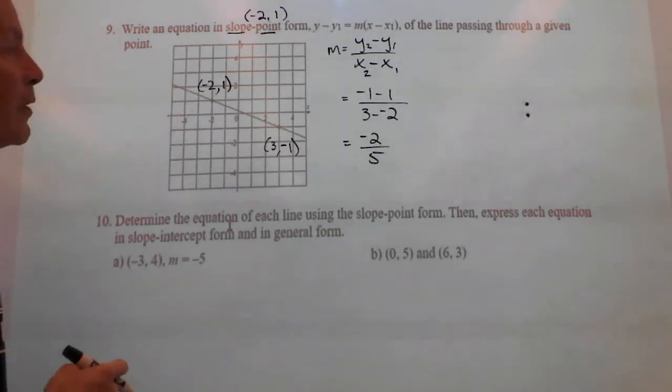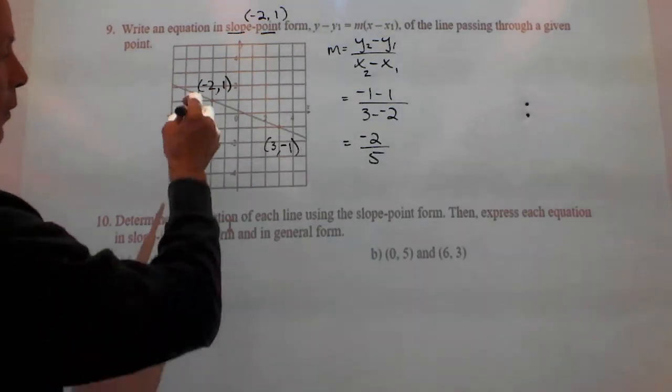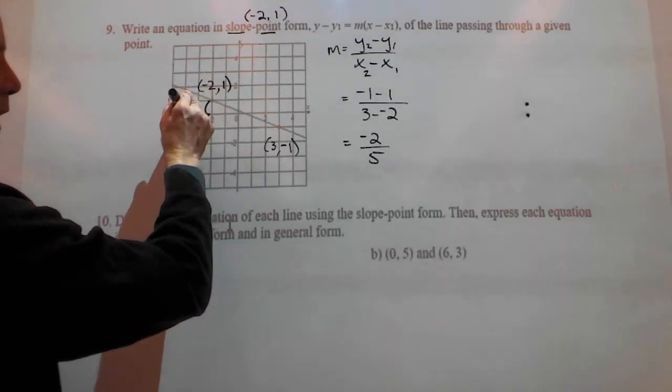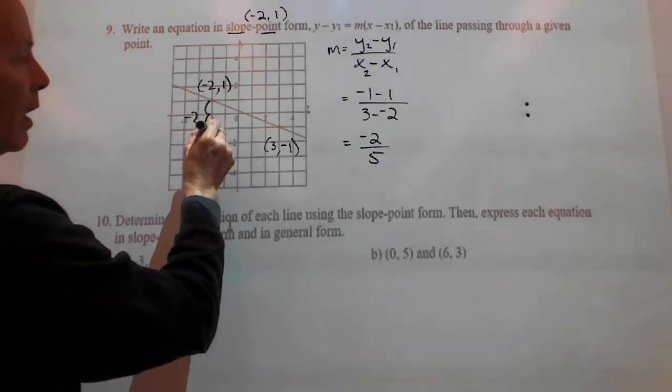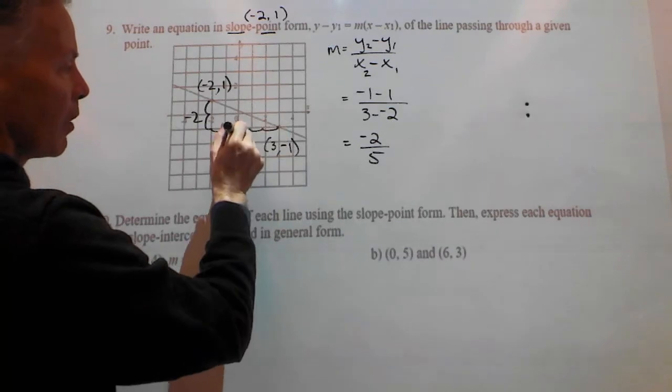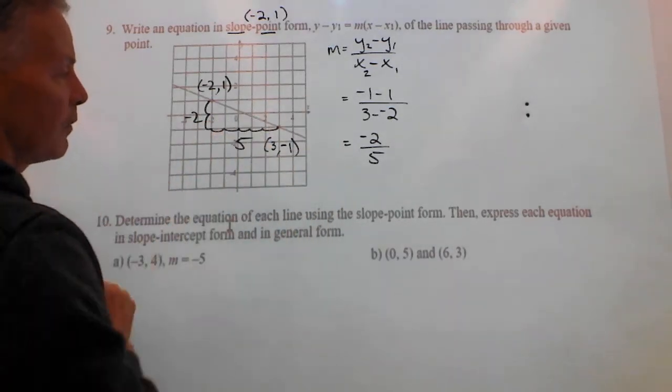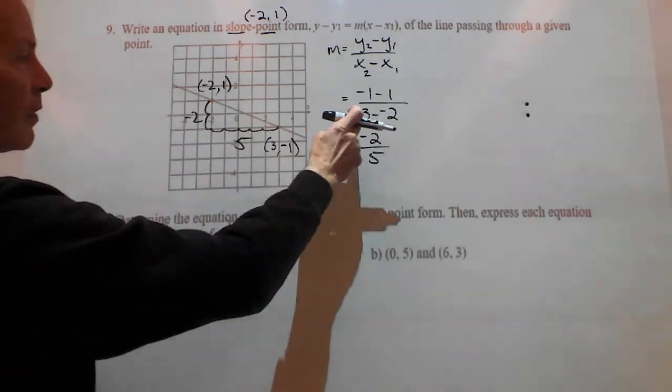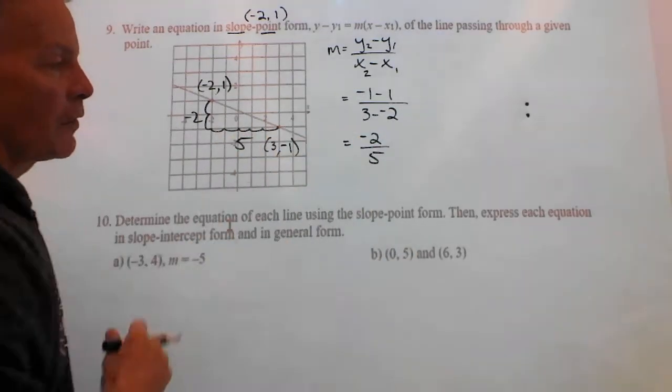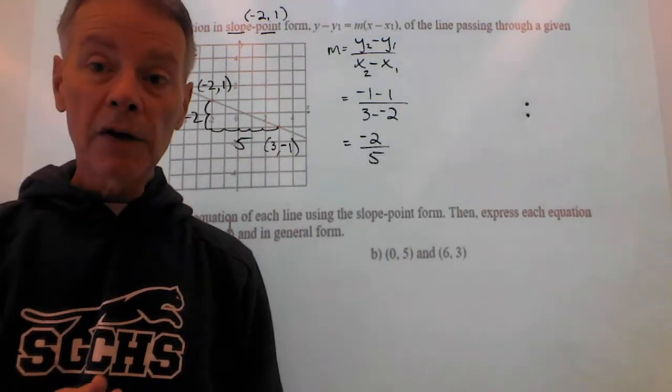Okay. Now we could just as easily have done rise over run, right? You go 1, 2 down, -2, and 1, 2, 3, 4, 5 across to the right, so that's positive 5. And again, rise, negative 2, run, positive 5. 2 ways to get your slope.